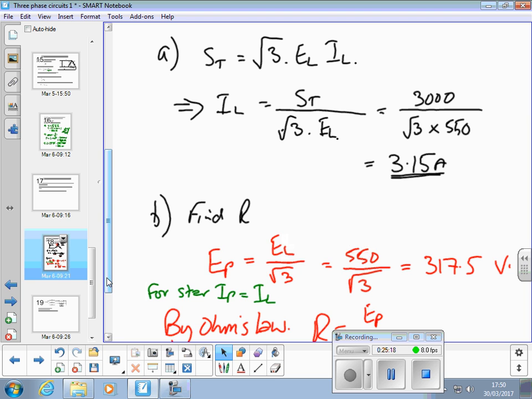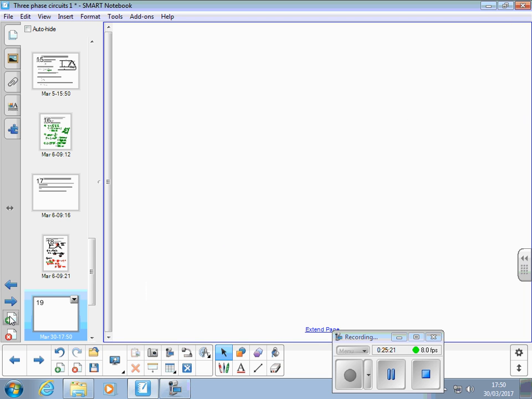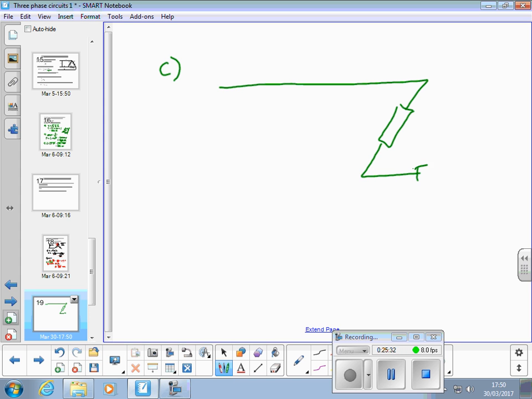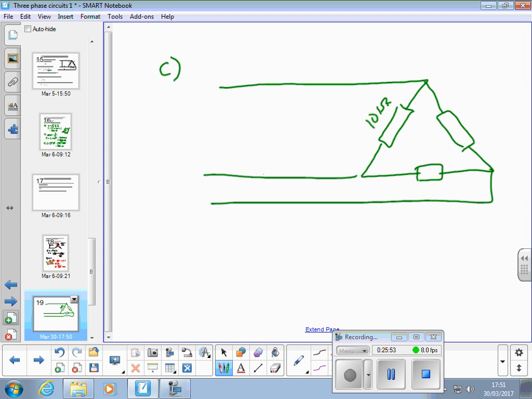I'm going to do a new slide, I think. What we're doing then for part C, we're going to connect those same 101 ohm resistors in delta across the same 550 volt line.